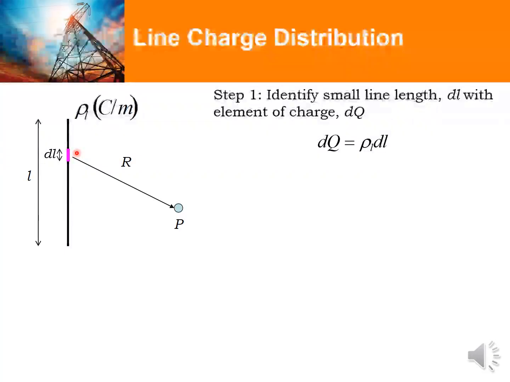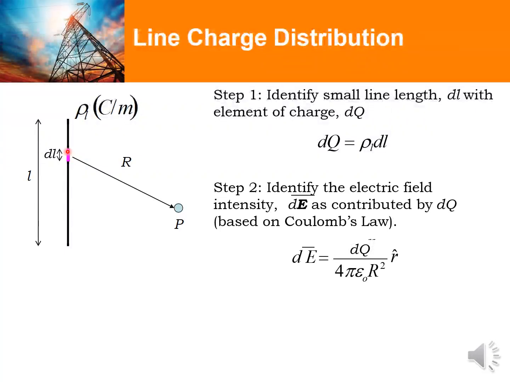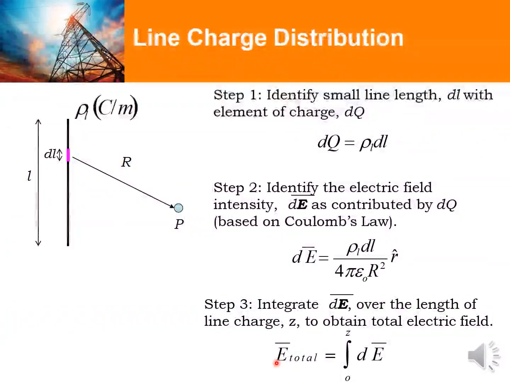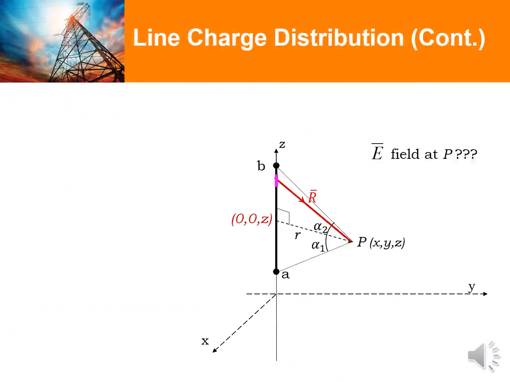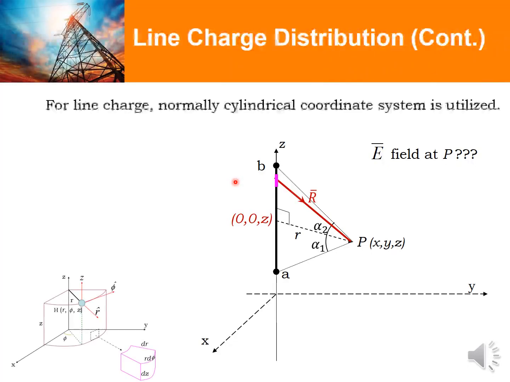Then, we will determine the differential electric field from dq to the observed point P. Given that ρL is applicable throughout the line, we would then determine the total electric field by integrating dE. To continue solving the problem, we would define the boundary of the line as A and B. Also, to apply Coulomb's law, we need to specify the coordinate system. It is quite normal to apply a cylindrical coordinate system for the case of line charge.